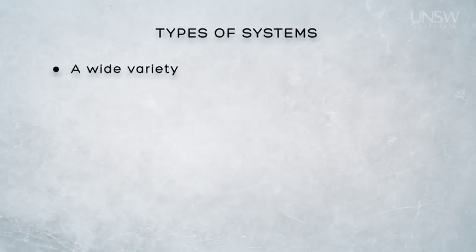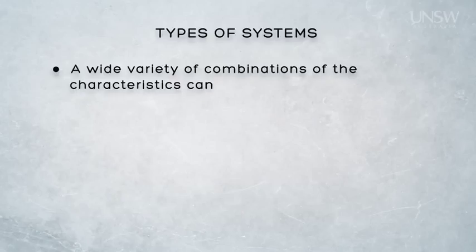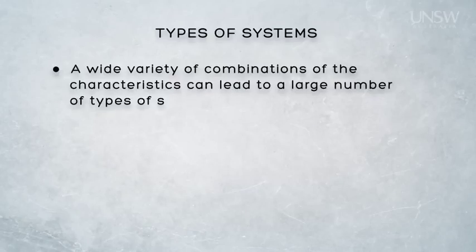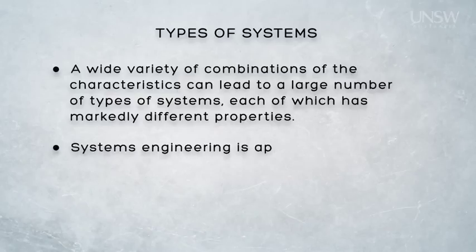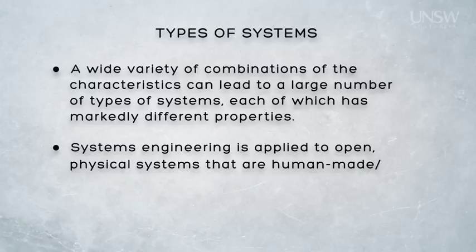Now, based on those four classes of system, there are a wide variety of combinations that can lead to a large number of types of systems, each of which has markedly different properties. But it's important to recognise that in this course, and in systems engineering, we're talking about open, physical systems that are human-made or modified from largely precedented elements.